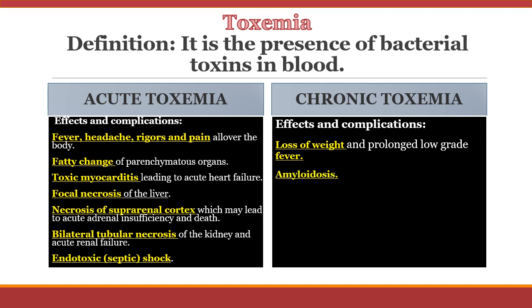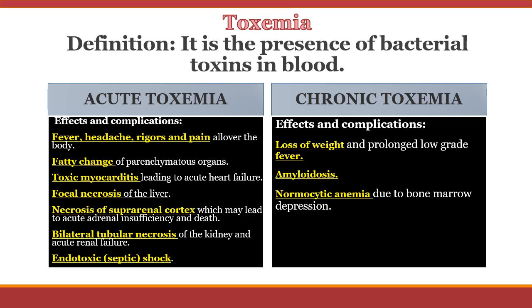Then we can also see, as a form of chronic toxic problem, the disease amyloidosis. This is caused by prolonged release of serum amyloid associated protein that is deposited in multiple tissues in the body and leads to a disease called amyloidosis, which we are going to study in depth in the chapter on diseases of immunity.